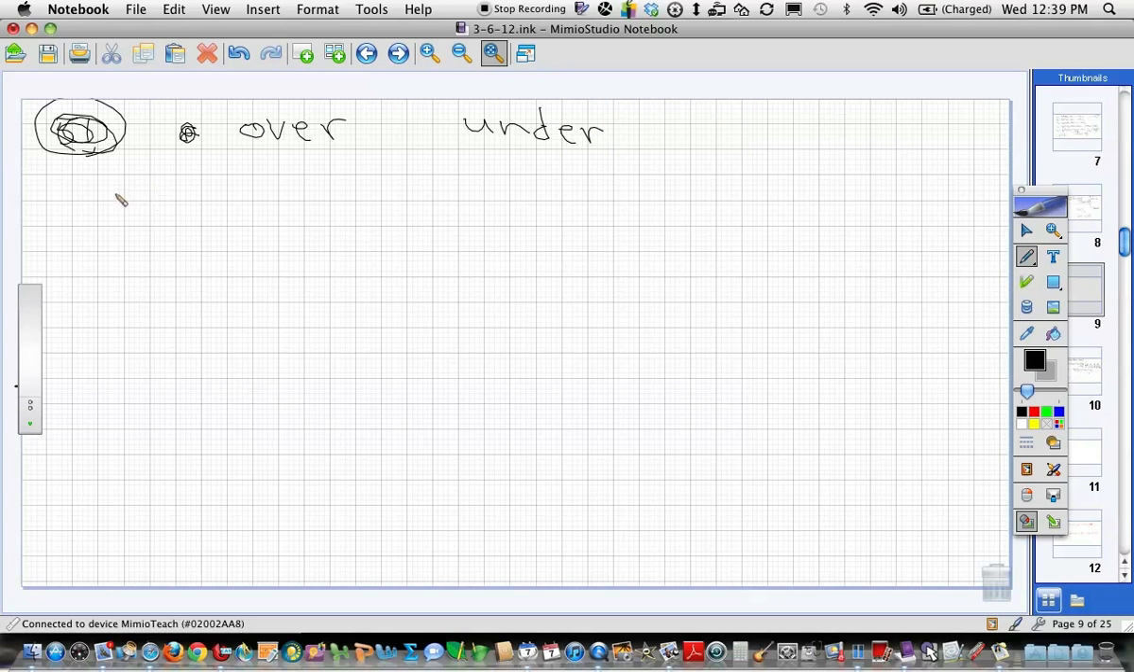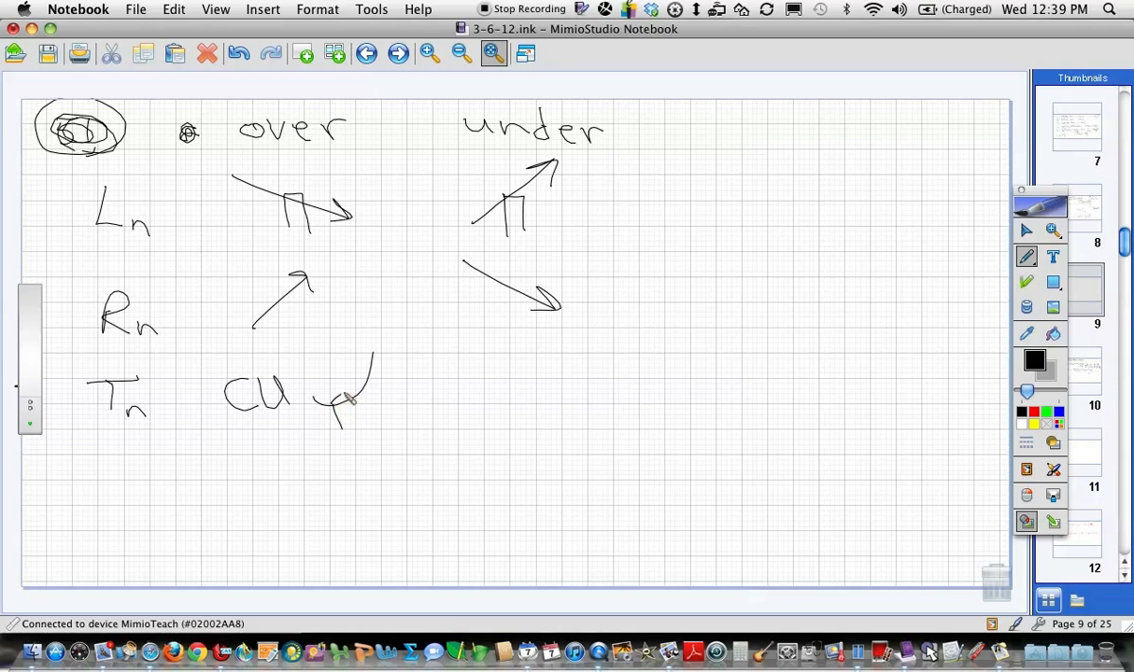Now, a left sum is going to be over when? Decreasing. Because if it's decreasing, a left rectangle is going to be over. If it's increasing, a left rectangle is going to be under. A right will be opposite that. What about a trapezoid? Concave up. Because if you've got a graph that's concave up, a trapezoid is going to be an over approximation. Concave down would be an under.